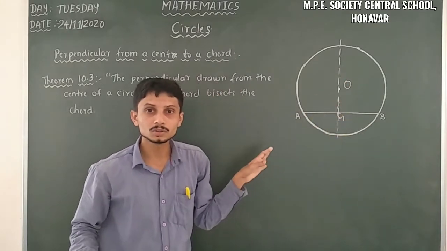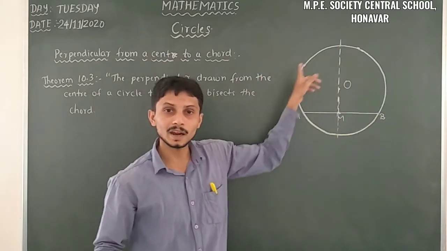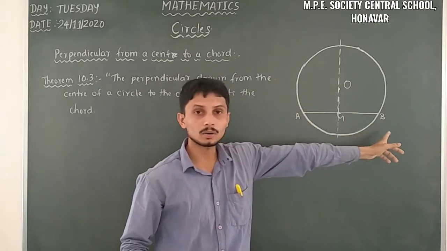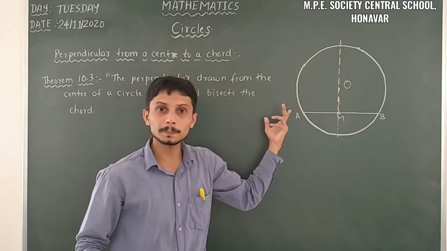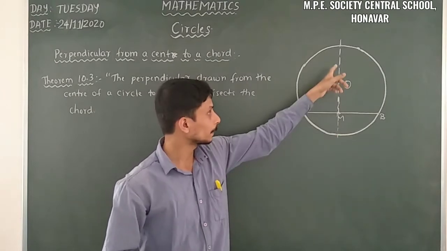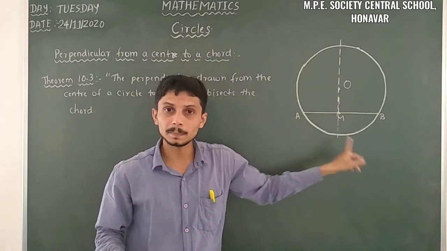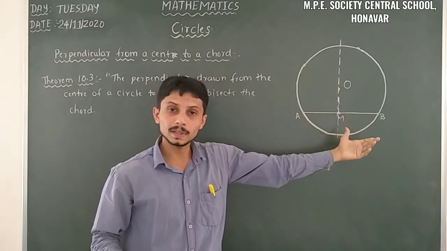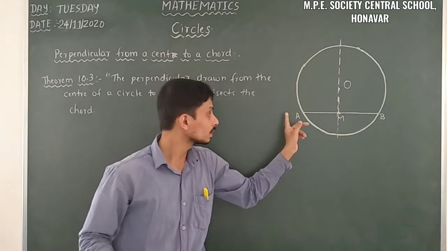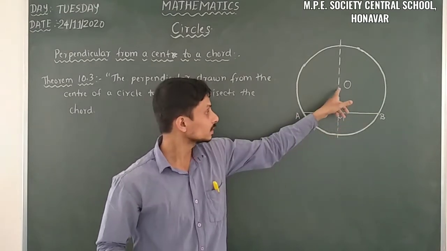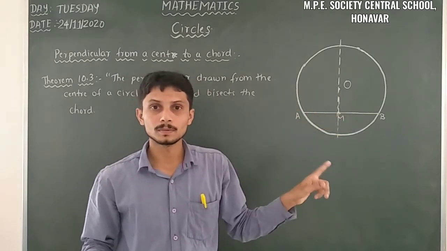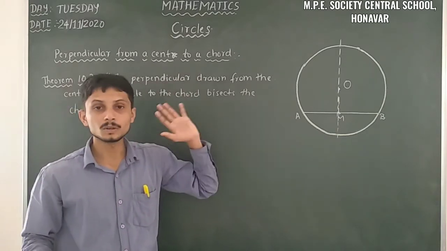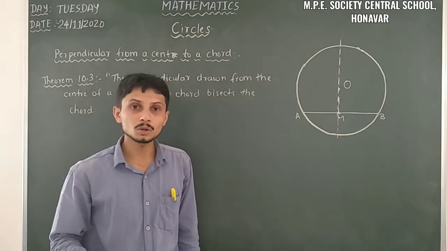So what we have to do here? We take a tracing paper and draw a circle. Then we point out the center. Then we draw a chord AB. Then we fold the tracing paper such that it passes through the point M on AB. If MB completely overlaps on AM, then OM is perpendicular to AB. So from the activity we can prove that AM is equal to MB.